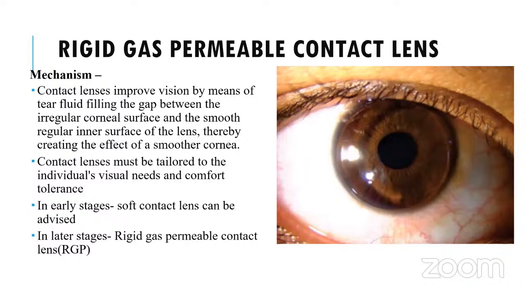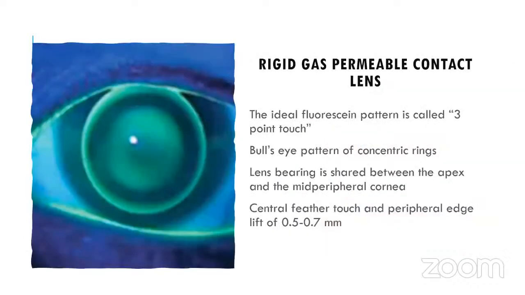Then rigid gas permeable contact lenses. Contact lenses improve vision by means of a tear film fluid gap between the irregular corneal surface and the smooth regular inner surface of the lens, thereby creating the effect of a smoother cornea. Contact lenses must be tailored to the individual's visual need and comfort tolerance. In early stages, soft contact lenses can be advised, and in later stages, rigid gas permeable contact lenses are advised.